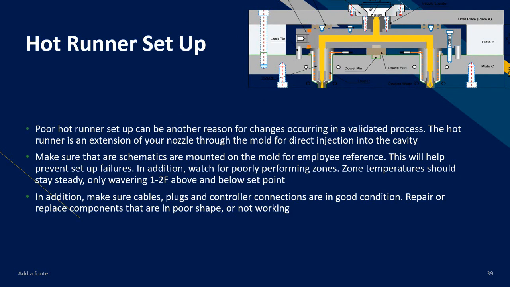Poor hot runner setup can be another reason for changes occurring in a validated process. The hot runner is an extension of your nozzle through the mold for direct injection into the cavity. You want to make sure that there are schematics mounted on the mold for employee reference. This will help prevent setup failures. In addition, you want to watch for poorly performing zones. Zone temperatures should stay steady, only wavering 1 to 2 degrees above or below set point. So if you're looking at a set point of 500 and the actual is at 430, well, it's possible that the card itself is performing poorly and you might have to swap cards.